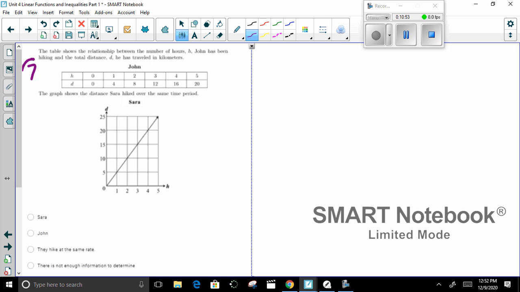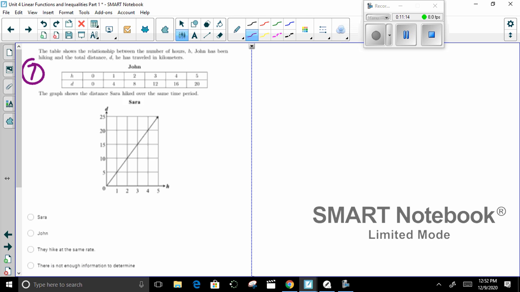Number 7, the table shows the relationship between the number of hours h that John has been hiking and the total distance he has traveled in kilometers. So here's John. After 0 hours, he's 0 distance, makes sense. After 1 hour, he's 4 kilometers. 2 hours, he's 8 kilometers, and so on.